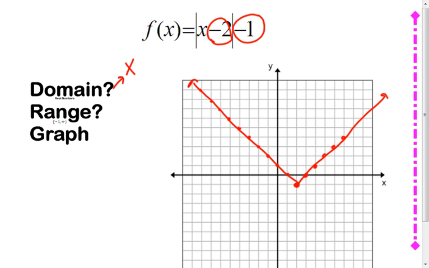So I could write it like this. Or I could write it like this.